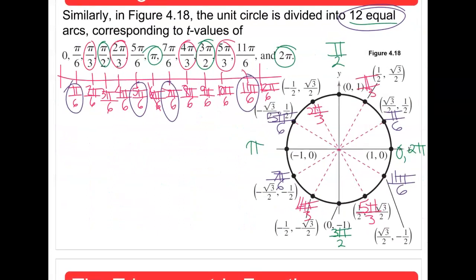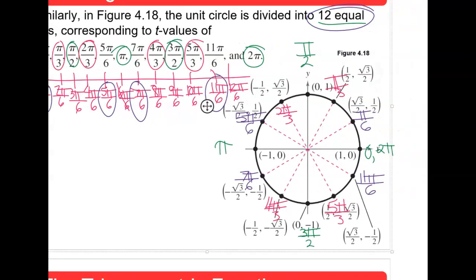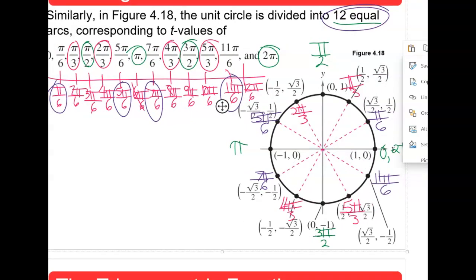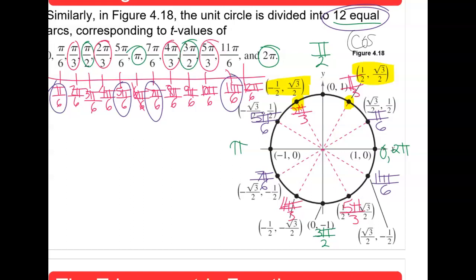And of course with the quadrantal angles. So what you can see here is that we are given the x and y coordinates for each of those points. So with the x and y, they are already telling us what is, and remember they go in this order. Cosine is the x coordinate, and sine is the y coordinate.